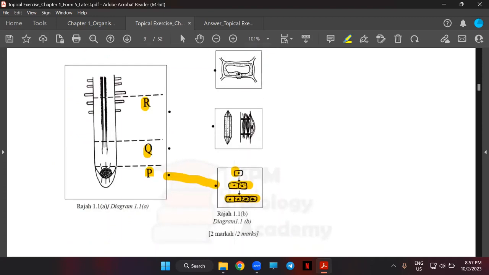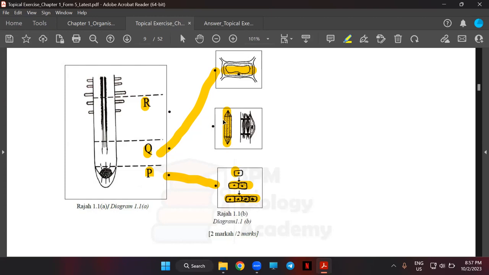Lepas tu saya nak tengok gambar yang pertama. Gambar pertama, sel ini panjang. The cell is long. So, zone of cell elongation. Zone pemanjangan sel. Dan gambar yang tengah-tengah ni, for your information, yang ini kita panggil sebagai trachea. For your information, what is trachea? We are going to learn that bila kita masuk chapter 4. Okay, chapter 4.